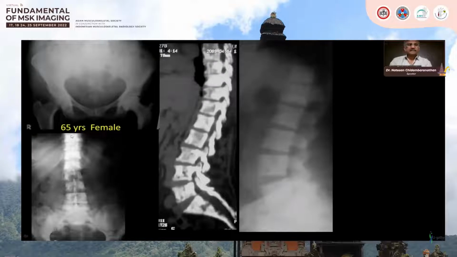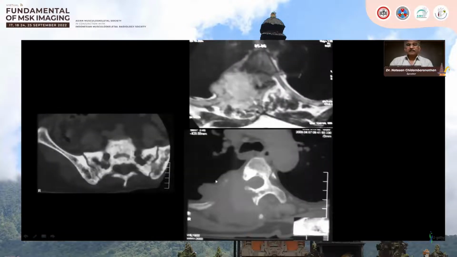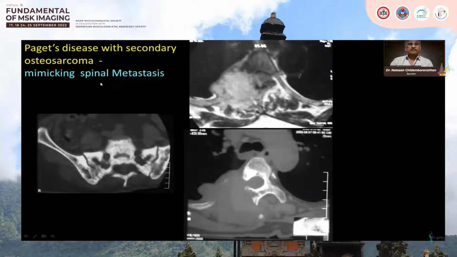Yet another case, a 65-year-old female, looked like a large sclerotic lytic lesion involving the entire bone with subtle expansion of the bone. On CT and MR, there is a large paraspinal soft tissue area, and on the CT axial section there is slight expansion that gives a clue. This case is Paget disease with osteosarcoma mimicking a spinal metastasis.